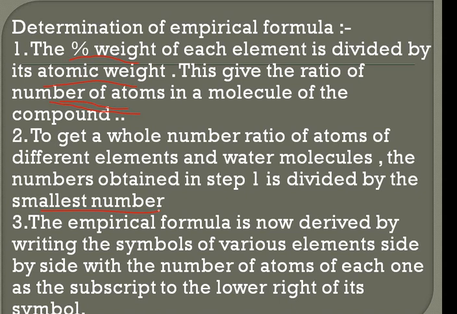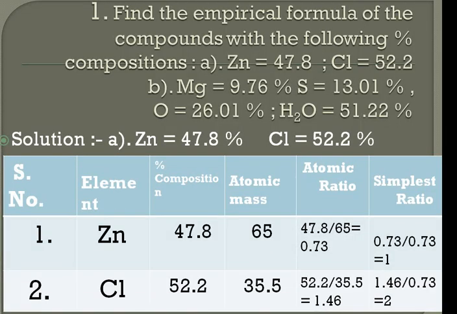You will understand this when we do the example. Now the third step: the empirical formula is derived by writing the symbols of the various elements side by side, with the number of atoms of each one as a subscript to the lower right of its symbol. Now let's take some examples, and then you will understand what I am saying.